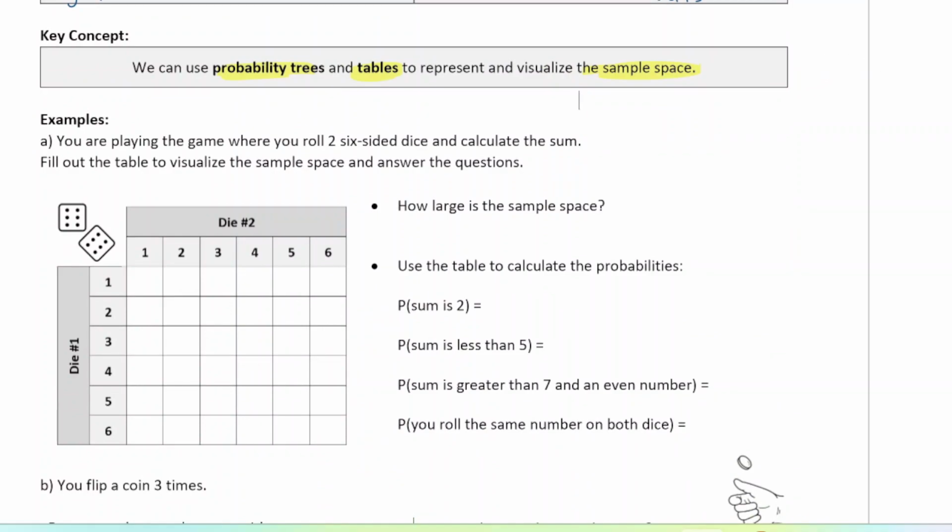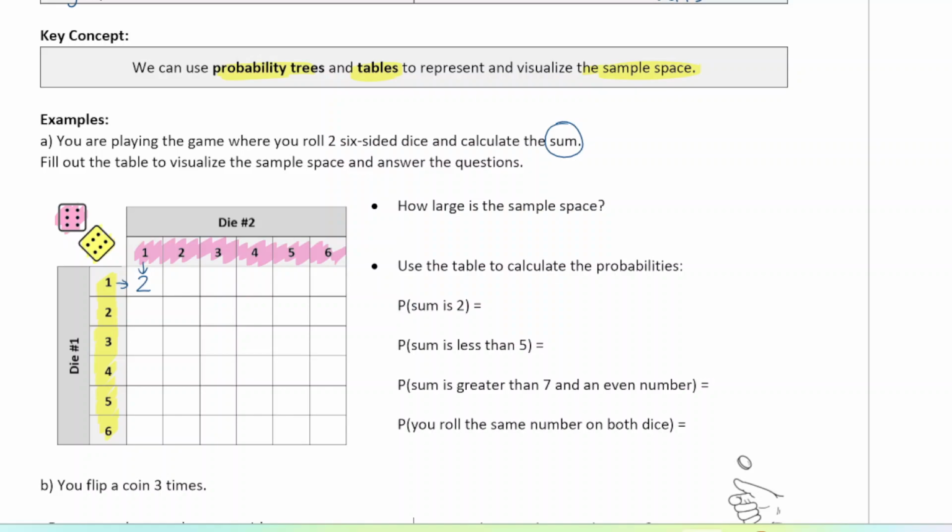Let's pretend that we are rolling 2 dice, and they are 6-sided dice, and we're going to calculate the sum when we roll these 2 dice. So let's say this is die number 1. We're going to put the possible values in each of the rows of our table, and then this is going to be die number 2, and we're going to put each of its possibilities in each column of our table, and then we're going to fill out the table with all the things that can happen when we roll these 2 dice. For example, if we roll a 1 on both dice, the sum, which is what we get when we add the 2 numbers together, would be 2.